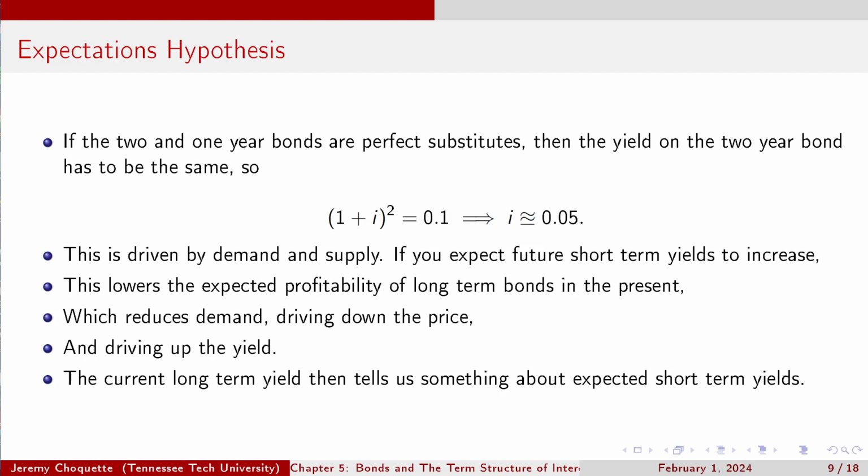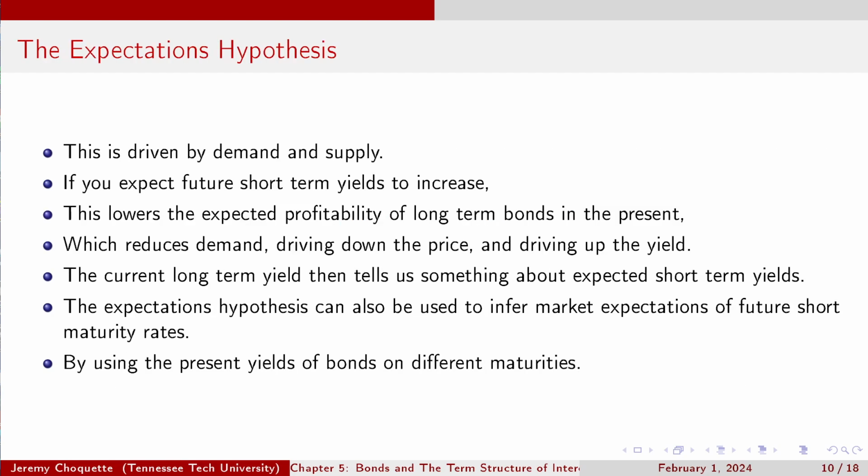So if you expect future short-term yields to increase, it's going to lower the expected profitability of long-term bonds presently, which reduces demand, drives down the price, and drives up the yield. So the current long-term yield then tells us something about expected shorter-term yields. We kind of talked about this a little bit. Actually, I think it was those exact bullet points we talked about.